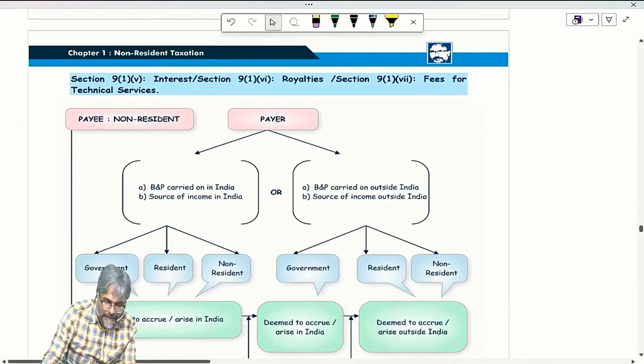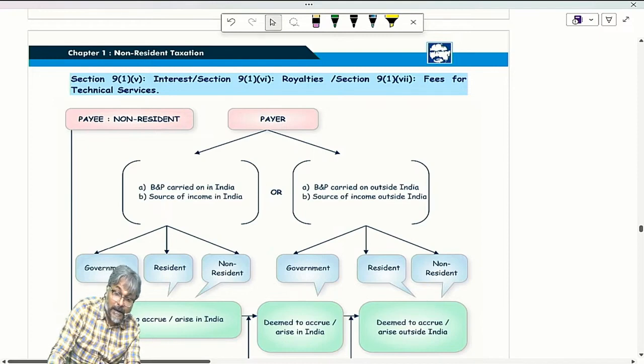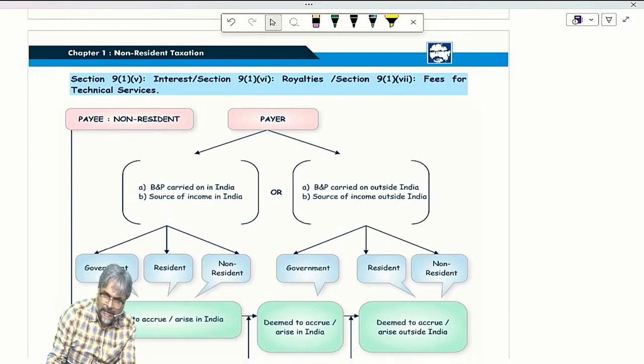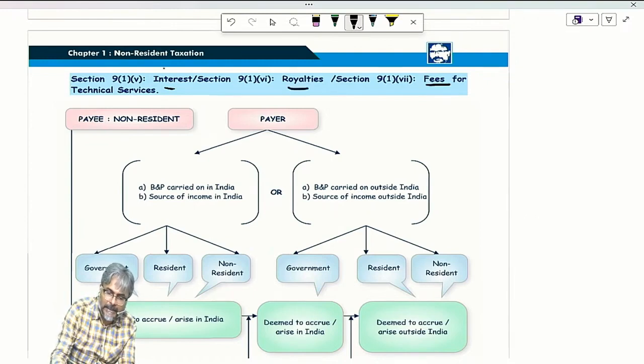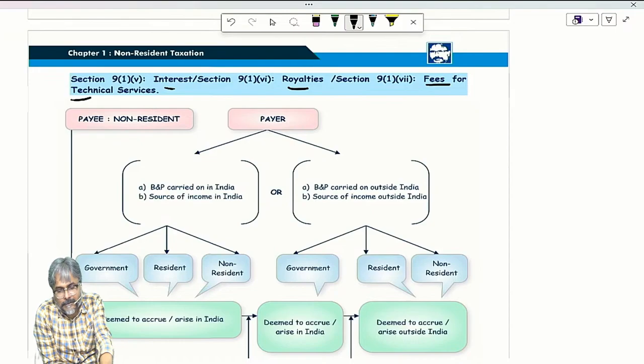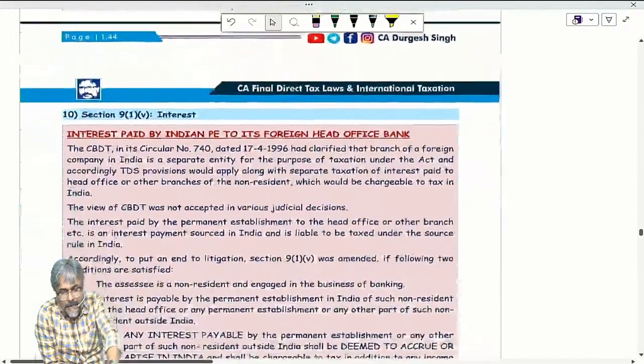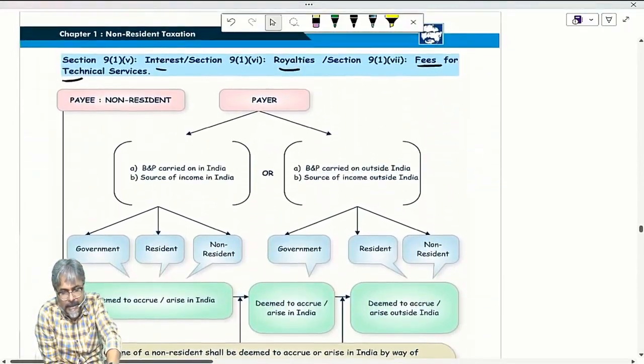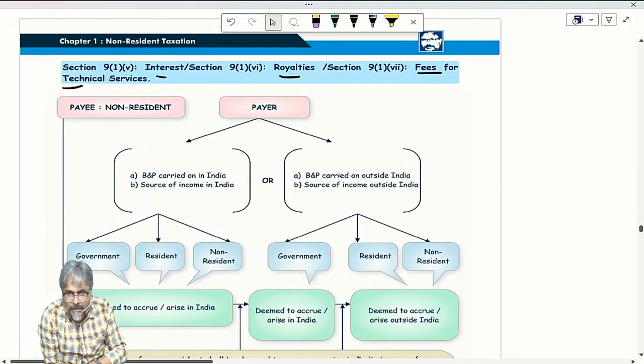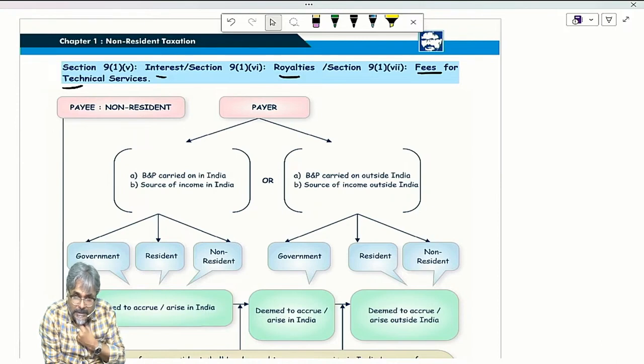So now we come down to our last segment. Potentially, this will be the last segment of section 9. And what is that? Interest income, 9(1)(v). Royalty income, 9(1)(vi). And fees for technical service income, 9(1)(vii). So this is how you have to be careful about it. When will these incomes be deemed to have accrued or arisen to the non-resident in India?